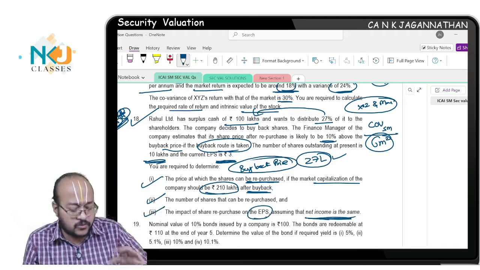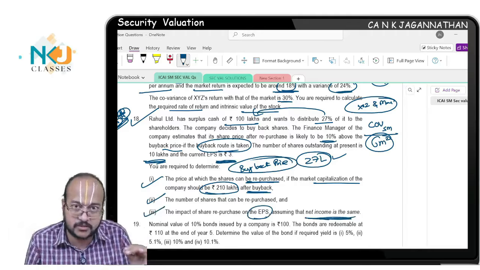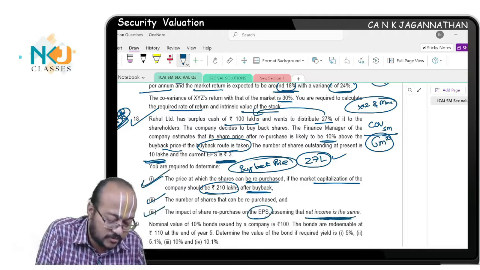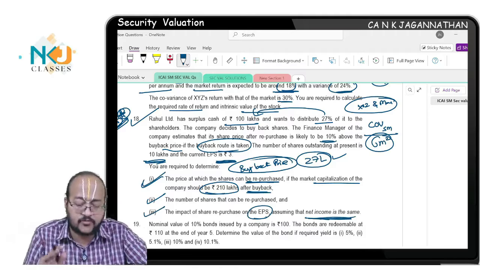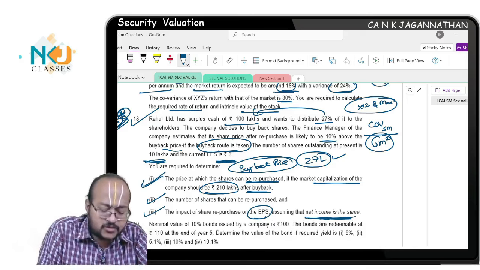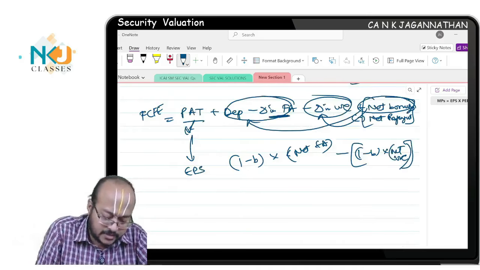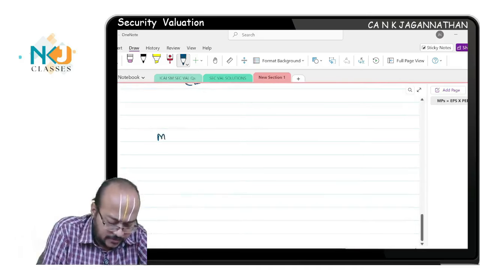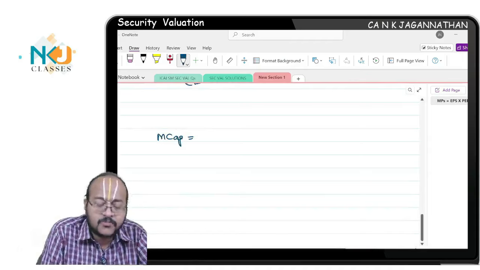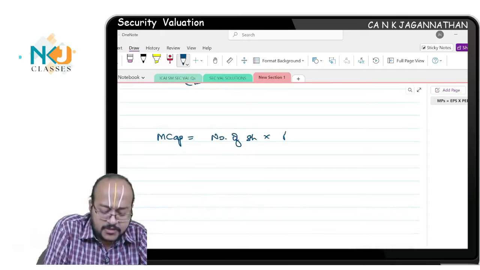Okay, so to find the solutions to questions 2 and 3, you need to first find out the buyback price. Very simple. What they have given, from there we will work out. The price at which the market capitalization of the company should be 210 lakhs after buyback. Very simple. Market capitalization, I can write it like this. What is the MCAP formula? As such, number of shares into MPS, correct?